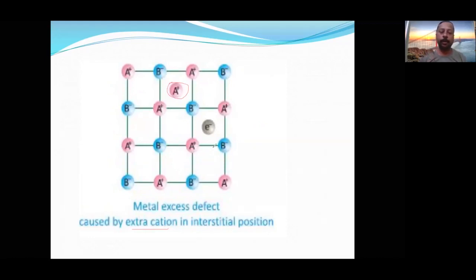There was a numerical where the actual density is more than the calculated density; which defect is it? At that time what will you write? Metal excess defect. Metal excess defect will increase the density because this A is occupying empty spaces. Because of that, the density will be increasing. Zinc oxide is an example of this. So you should know examples also.